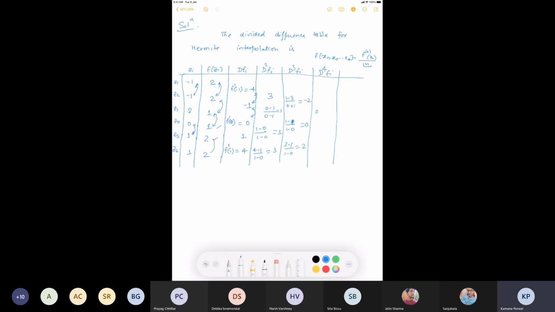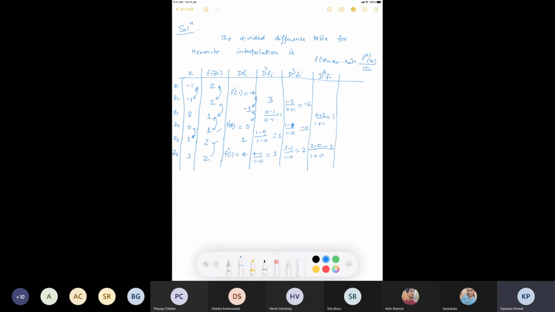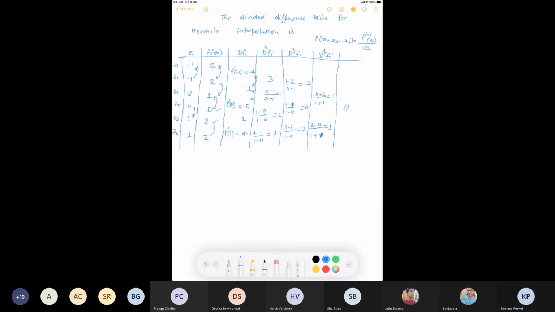So this is 0 minus minus 2, so 0 plus 2 divided by 1 minus 1. So 1 plus 1, which is 1. And 2 minus 0 divided by 1 minus 0, which is 2. Sorry, 1 minus 1. So 1 plus 1. So this will be 2 divided by 2, which is 1. Okay, and then this will be 0 because 1 minus 1 is 0. So this is the D5 of F1. Okay, so we have formed this table.